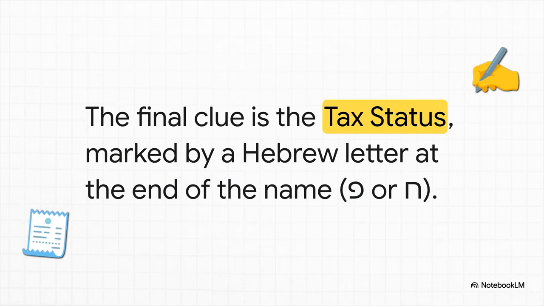All right, we are on the home stretch. There's one final piece to our puzzle. Every now and then, you'll see a Hebrew letter at the very end of the fund's name, either a peh or a ket. This little character tells you something incredibly important about taxes.